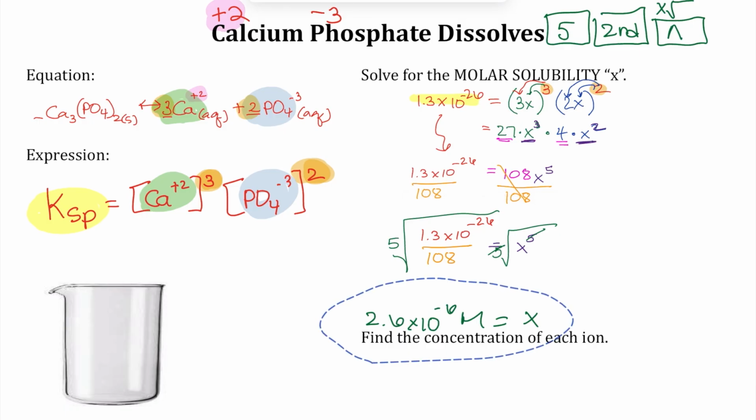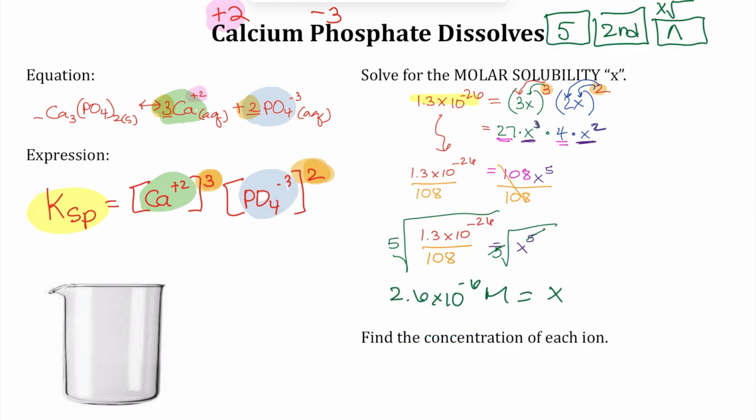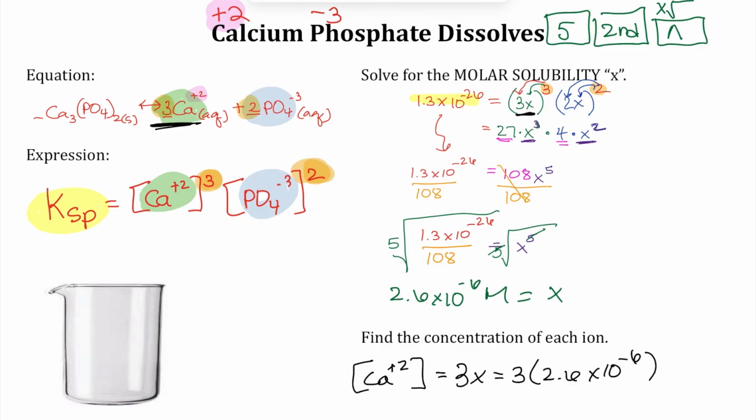So now we are going to find, well, what is the concentration of each ion? We now need to go back and look at, well, how many ions do I have? So my calcium plus 3 ions, nope, calcium plus 2. Well, I have 3 ions. I had that 3x from above. So I'm going to go 3 times that 2.6 times 10 to the negative 6, which is going to give me 7.8 times 10 to the negative 6 molar. That's the concentration of the calcium ions.